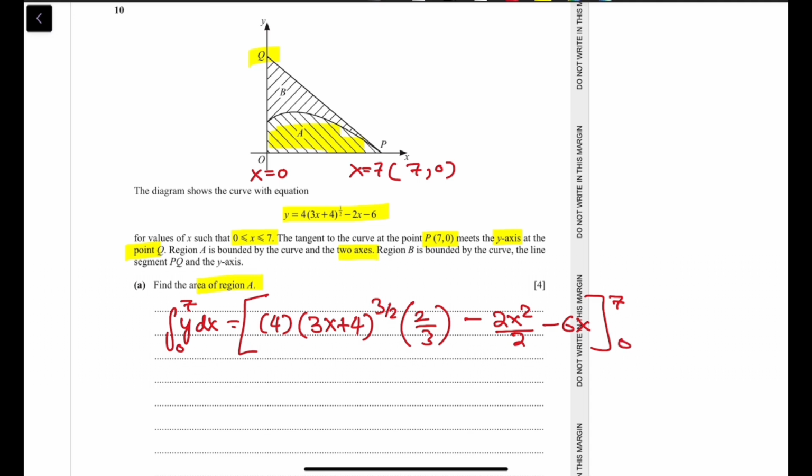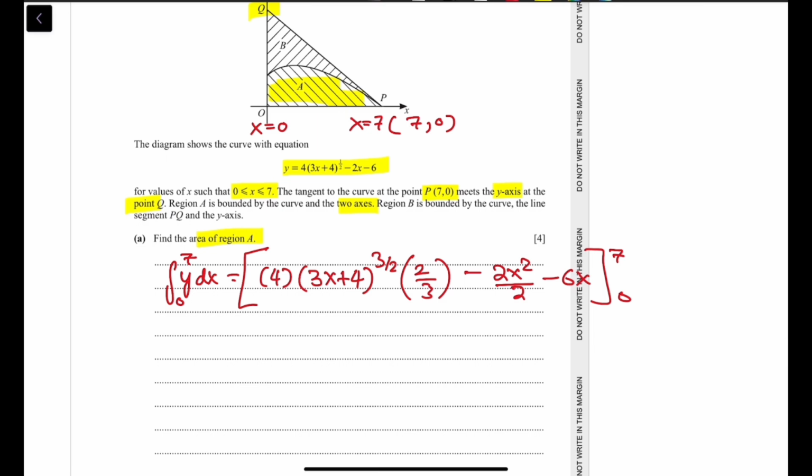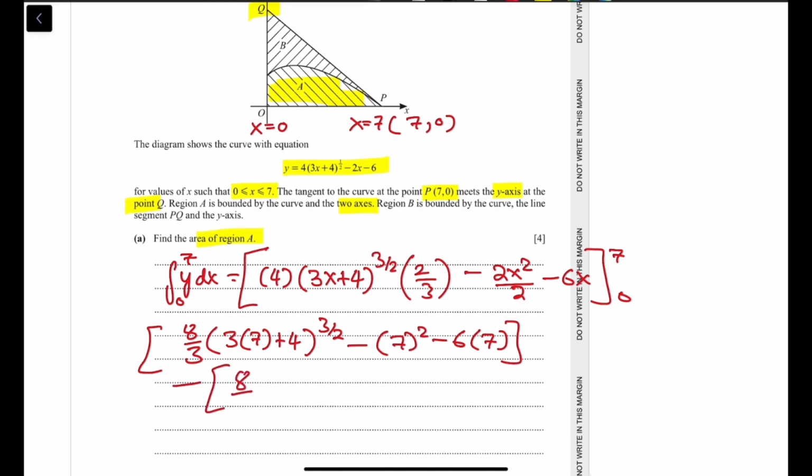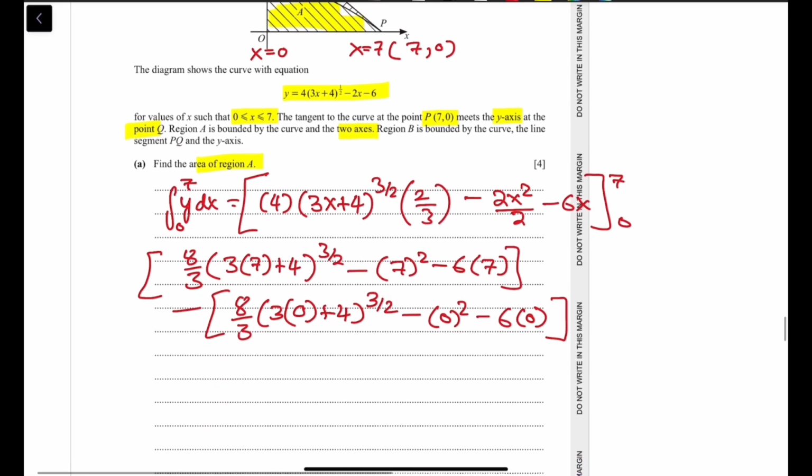All we need to do is substitute for 7 and 0. So, how am I going to do this? Okay, I'll just do it like this. 8 over 3 times 3 times 7 plus 4 to the 3 over 2, minus 7 squared, minus 6 times 7, minus 8 over 3 times, same thing, but different numbers, 4 to the 3 over 2, minus 0 squared, minus 6 times 0, which gives us 13.